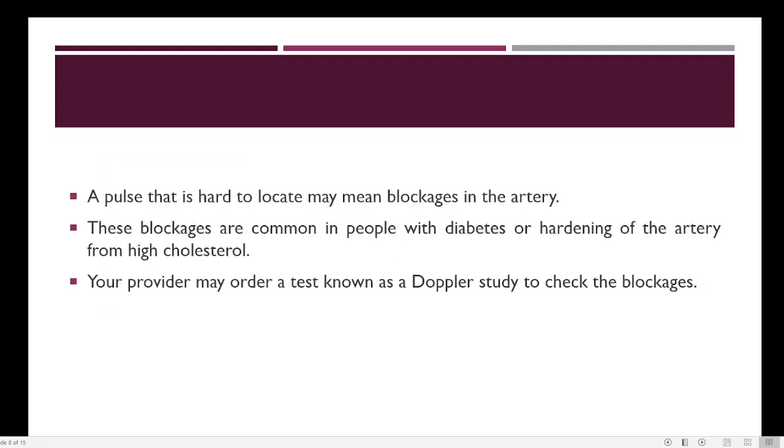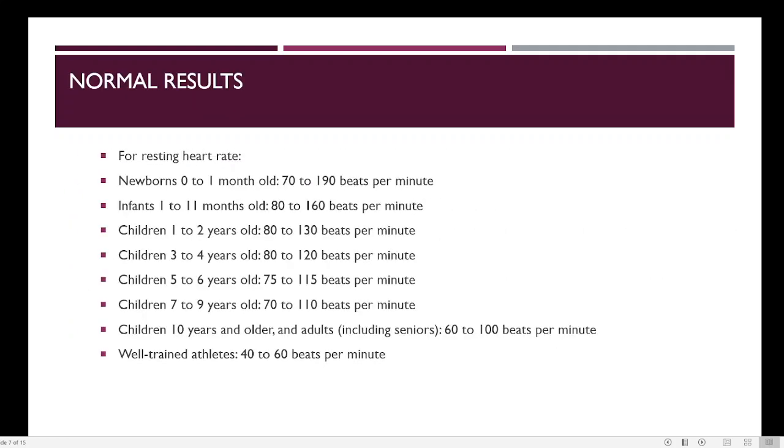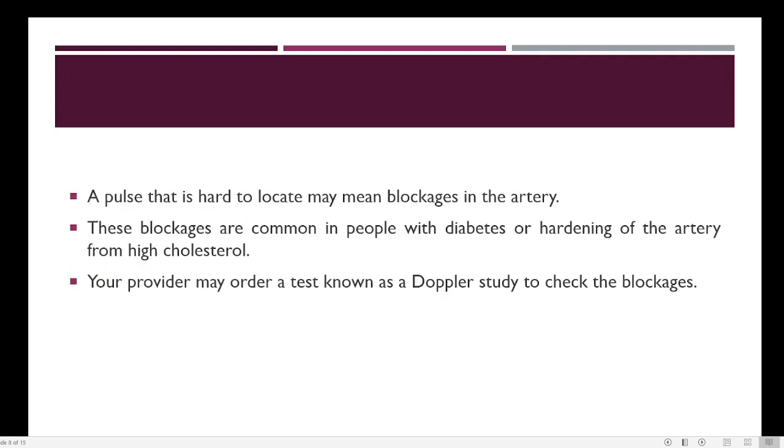A pulse that is hard to locate, meaning you are not getting the pulse, is a sign that the heart is not pumping blood properly. It can be a sign that some block may be present in your artery. There are also a lot of ultrasound scan techniques for detecting blocks in arteries. So this is an idea of what a pulse is and how pulse can be used to determine the condition of your heart.